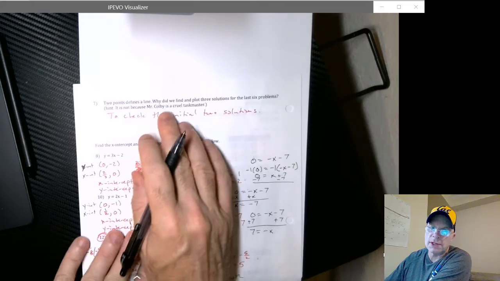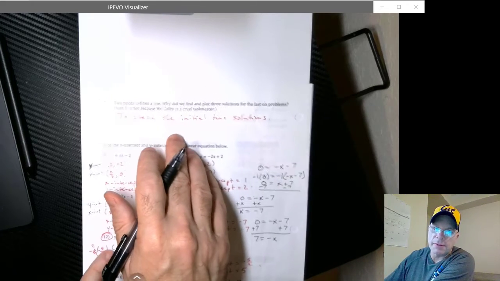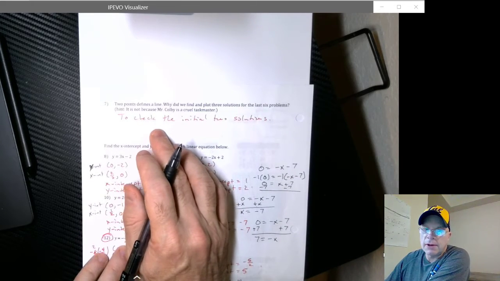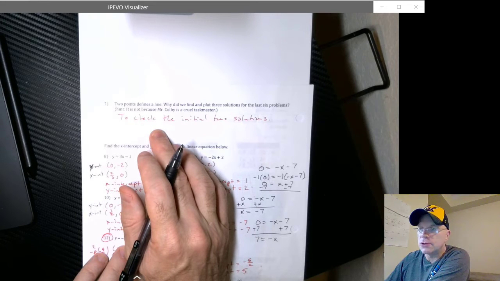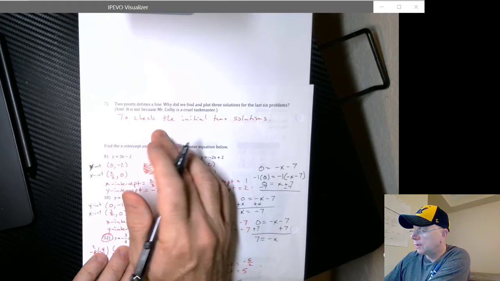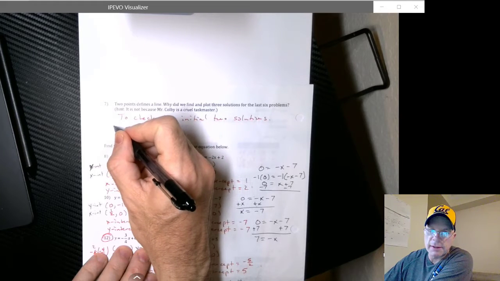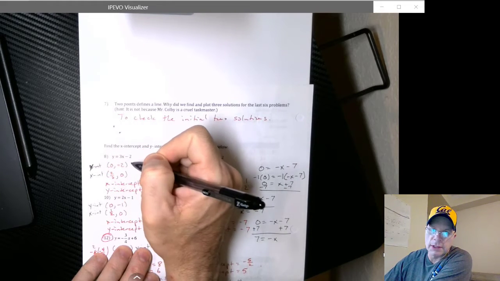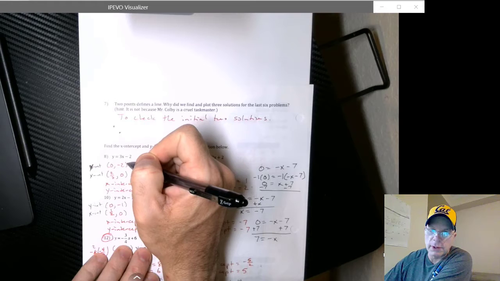The answer to this question was I had you plot 3 points because if you only plotted 2 points, you're always going to get a line through any 2 points. But to make sure that you have the correct line, the third point checks it. Because if you made a mistake, you would have 3 non-collinear points. In other words, if I plotted 2 points like this and then just drew a line, I'm always going to get a line through those 2 points.